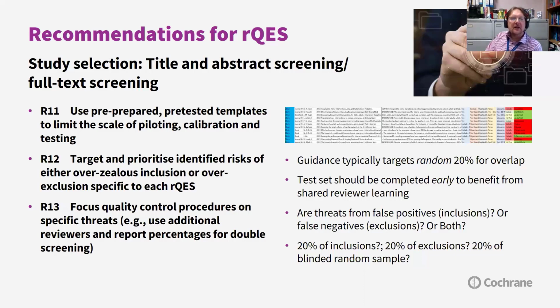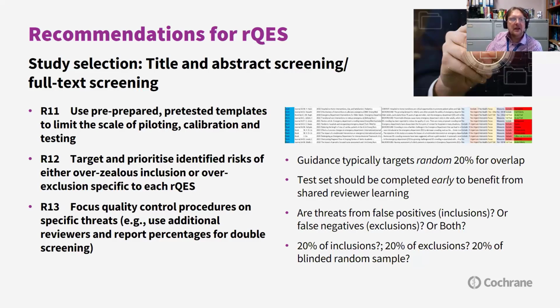Recommendation 12 is to design our quality assurance procedures around where the threat most likely lies. So if we're worried about overlooking articles, then we design a quality assurance strategy specifically for that. If we're worried about wrongful inclusion, then again we can design our strategy for that circumstance. So not having a standard approach, but essentially identifying where the risk lies. And this fits in with the more generic rapid guidance.